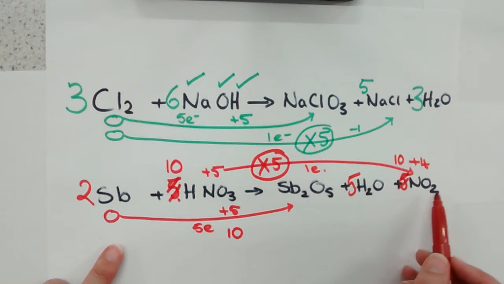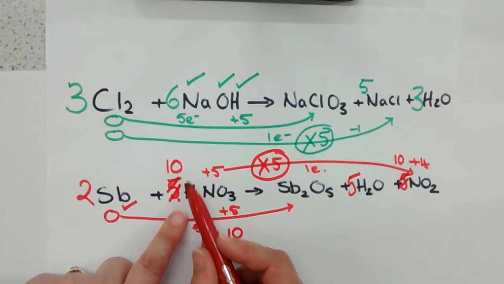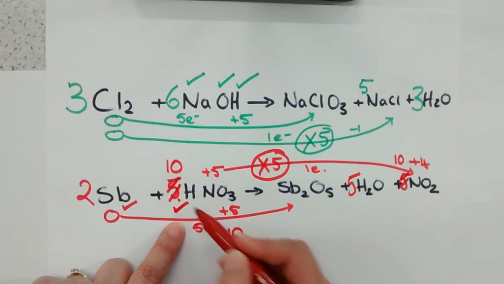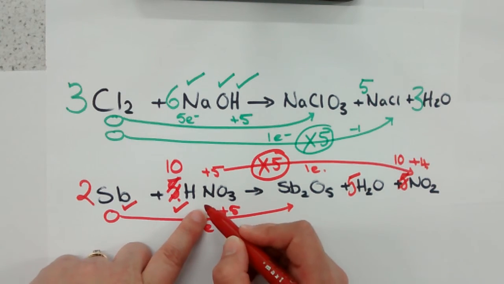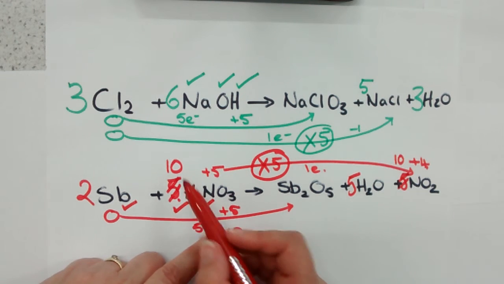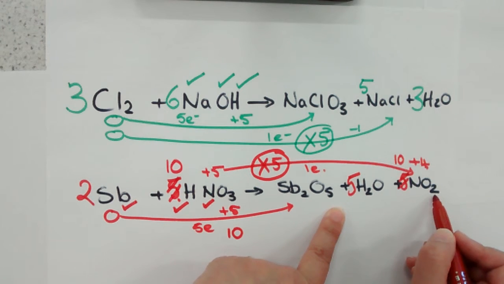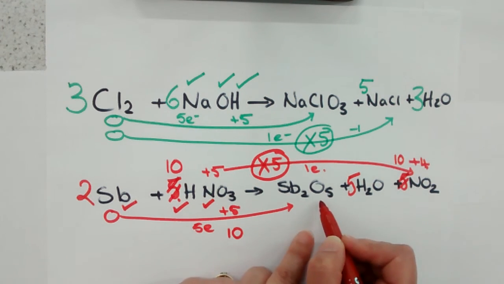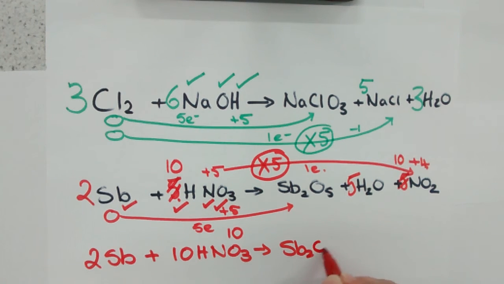So taking another review back through this, yeah, my antimonies are okay. My hydrogens are now okay. I've got 10 on both sides. My nitrogens are okay. I've got 10 on both sides. And my oxygens have got 30 on this side. And on this side, I've got 20 plus 5 plus 5. I've got 30. So I'm now balanced. So just writing that out again, I should have this as my final equation.